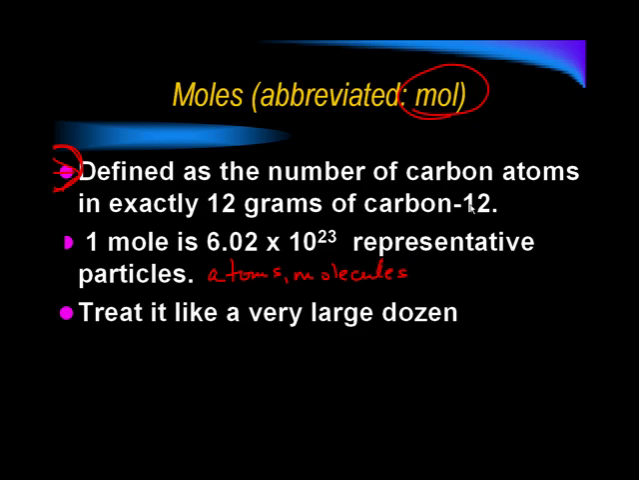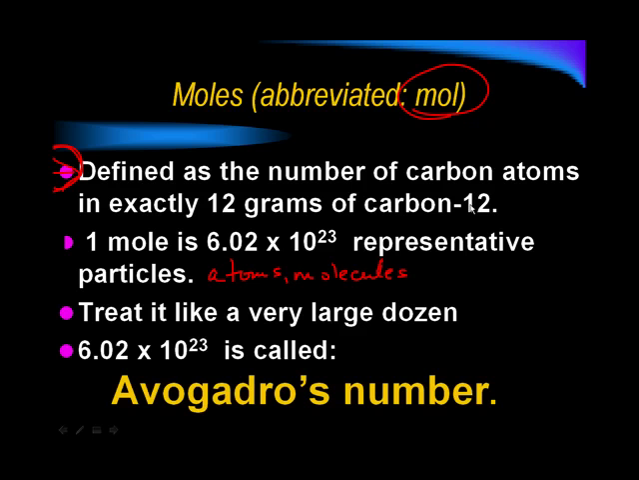So essentially, this is an extremely large dozen. It's 602 with 21 zeros following it. 6.02 times 10 to the 23rd is sometimes also called Avogadro's number. Okay, so it's named after the scientist Avogadro. And if you check on my classroom wall, there's a joke from Trader Joe's, Avogadro's number guacamole.